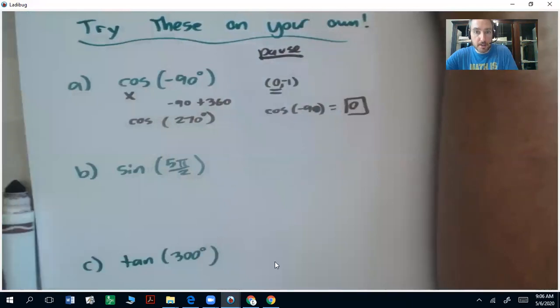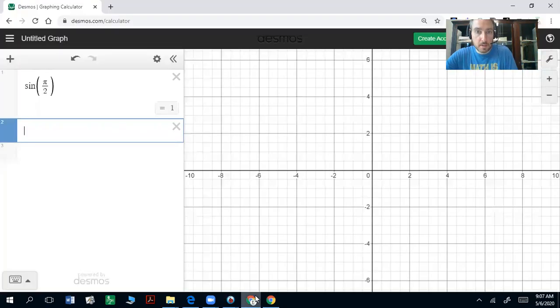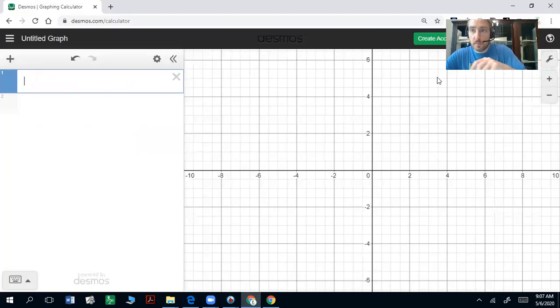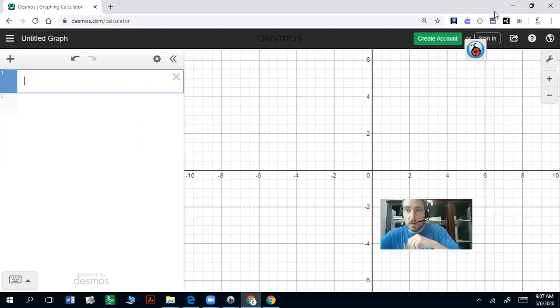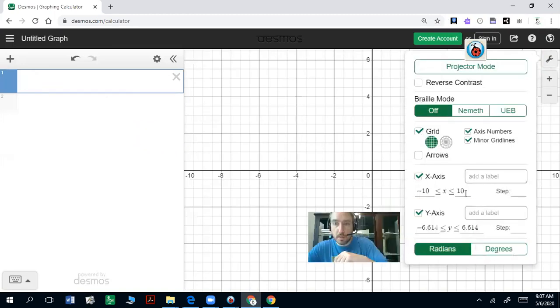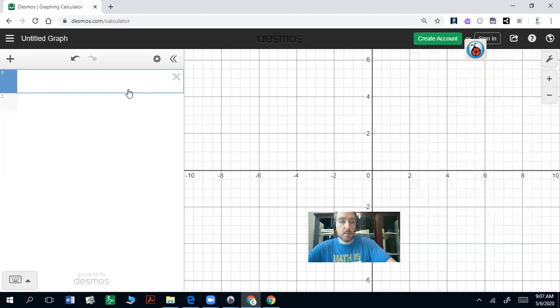And we are going to check that in Desmos. So, degrees, cos negative 90, 0.